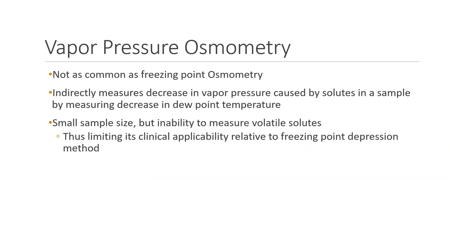Vapor pressure osmometry is not as common as freezing point osmometry and is typically done in reference laboratories. It indirectly measures the decrease in vapor pressure caused by solutes in a sample by measuring a decrease in the dew point temperature. It utilizes a small sample size, but it is unable to measure volatile solutes, thus limiting its clinical applicability relative to freezing point depression methods.